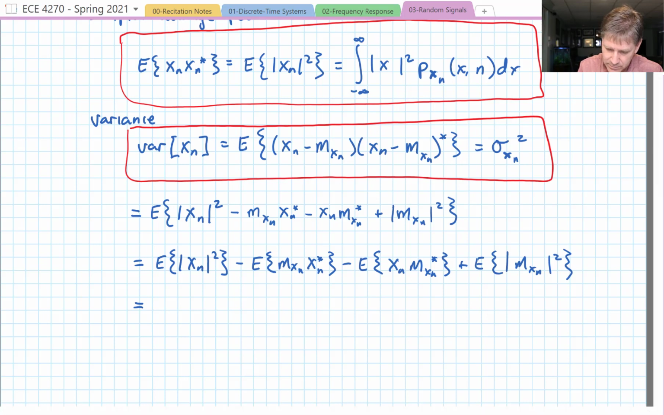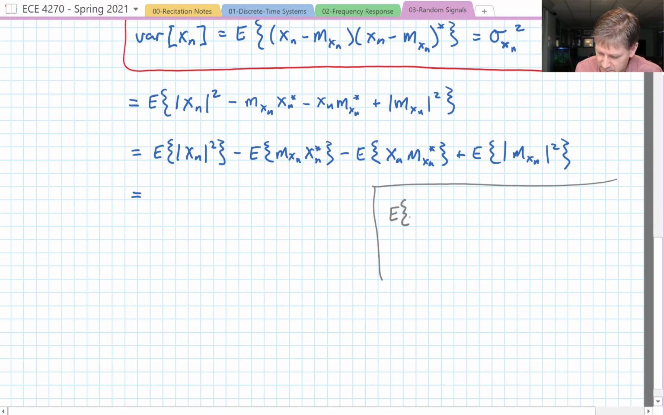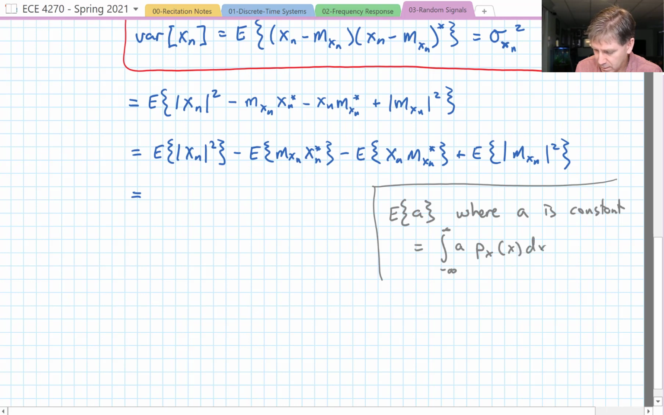The expectation of a scalar or constant function is, let's do a little aside here. The expectation of A, where A is constant, is equal to the integral over whatever PDF is active at the time. Well, since A is not a function of x, it can pull out of the integral, and we get A times the integral from minus infinity to infinity of p_x(x) dx, and that value is equal to 1. So it's just equal to A.